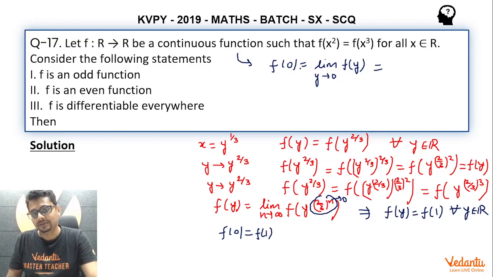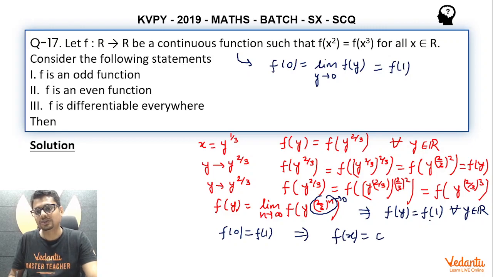So f of 0 will be equal to limit y tending to 0 f of y, because the function is continuous everywhere, and this turns out to be f of 1 only. So f of 0 equal to f of 1 also. That essentially means f of x is a constant, and that constant is f of 1 for every x belong to real. So it is a constant function. That means it is differentiable everywhere. Derivative would be 0. It is an even function.